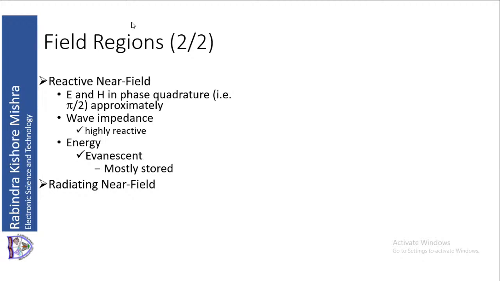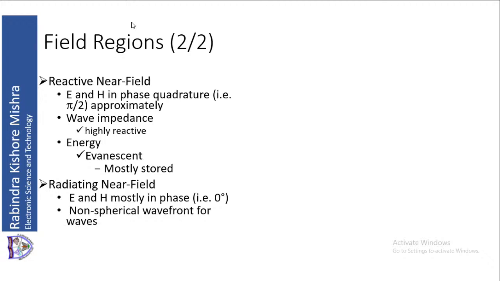Now, the radiating near field. In this case, E and H are mostly in phase. This is the difference between the reactive near field and the radiating near field. For reactive, the phase difference is pi by 2, therefore it is stored. Now they are in phase, therefore it will not be stored. It will be radiated.